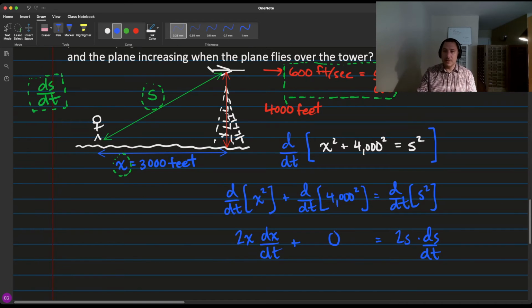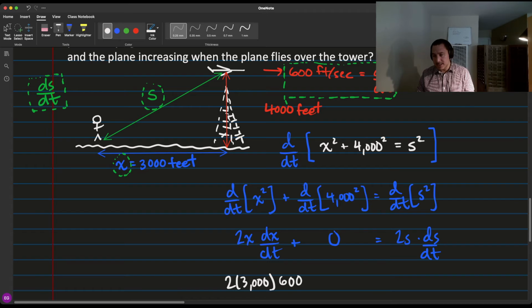We know that x is 3,000. And what was dx/dt? 600. Right, dx/dt, the plane was moving at a rate of 600 feet per second. Now we need to plug in what s is. So we actually do need to plug in s and solve for it. So x was 3,000, so you get 3,000 squared plus 4,000 squared equals s squared.